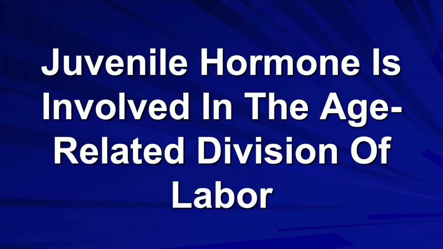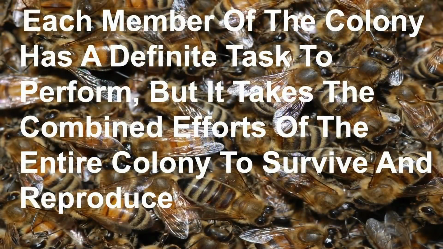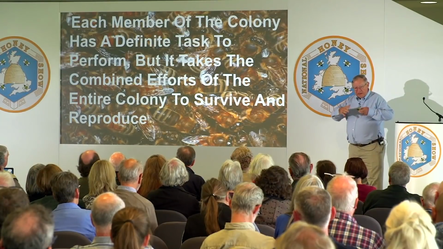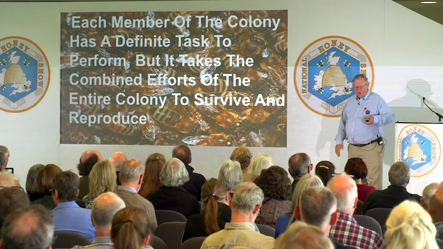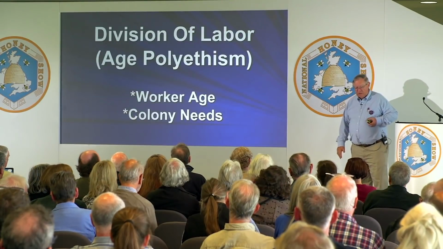Ultimately then they will become foragers. So juvenile hormone is involved in deciding the tasks that the bee is going to be performing at any given time, or develops the division of labor. Each member of the colony has a definite task to perform, but it takes the combined efforts of the entire colony to survive and reproduce. And as we tried to show you, this is under the control of these hormones that we've talked about.